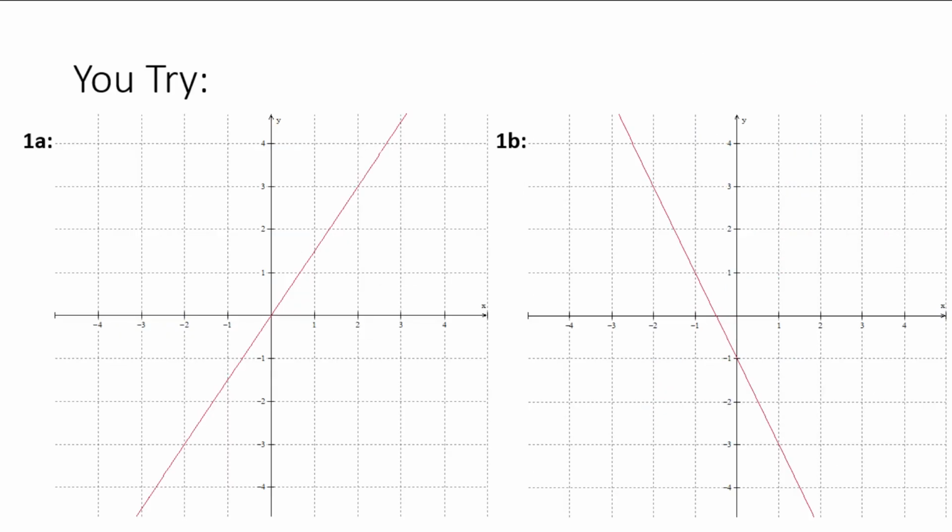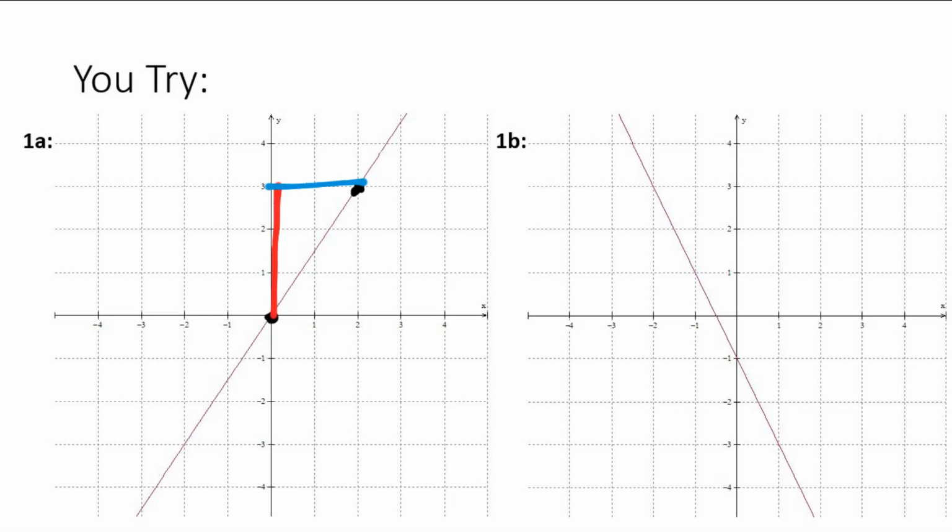Okay, here's a couple for you to try. Go ahead and pause the video and try them on your own. Okay, now that you've had a chance to try them on your own, let's do them together. So first thing I want to do is choose 2 easy points. Here's one, here's one. I chose these points because remember they lined up on the grid instead of me having to hunt for fractions. So I want to rise and I want to run and make that triangle.